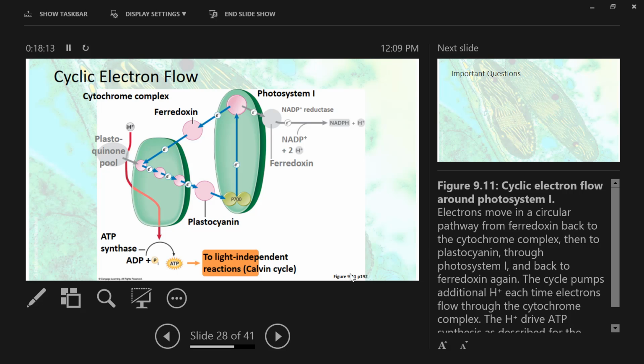Do you need NADPH to produce glucose? Yes. So you can't do it that way.